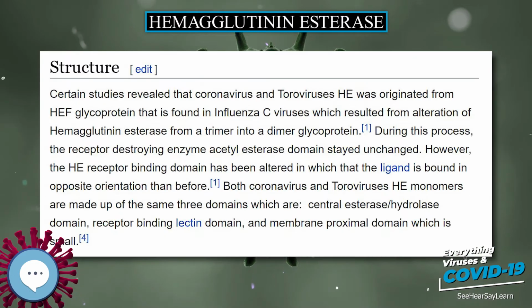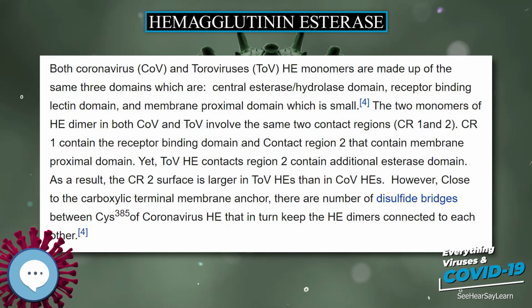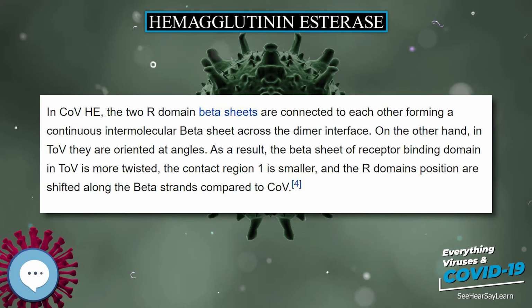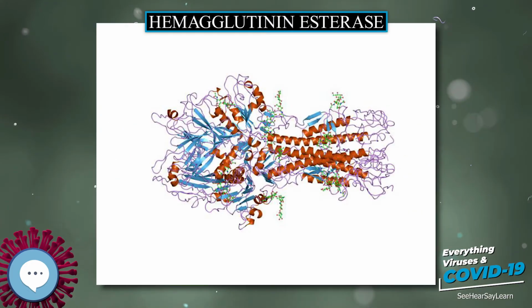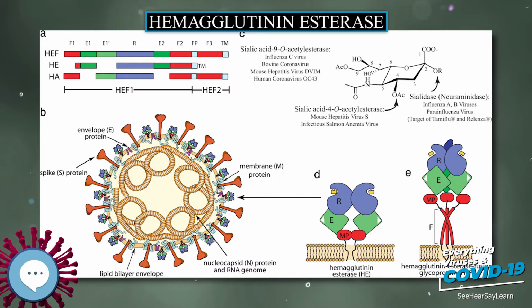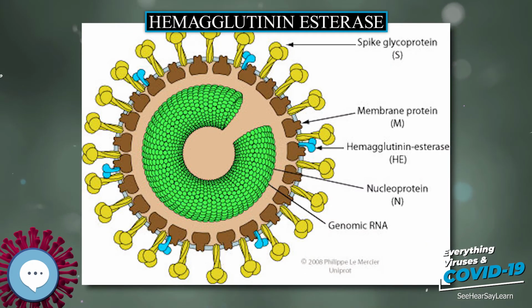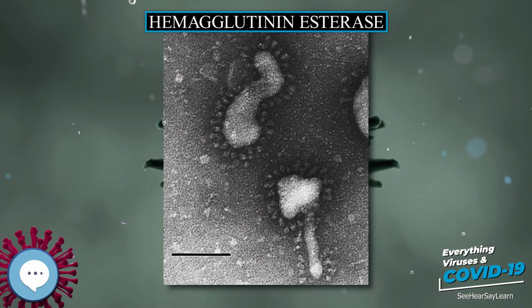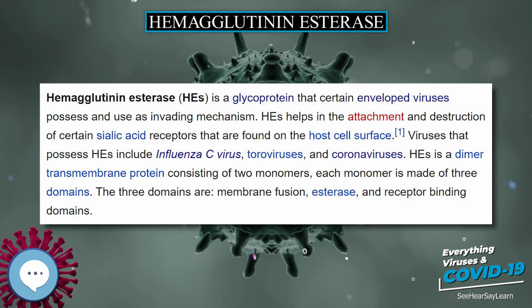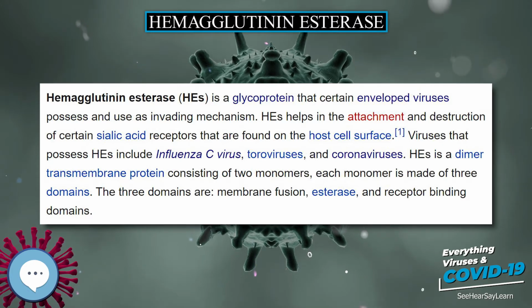Both coronavirus, CoV, and torovirus, ToV, HE monomers are made up of the same three domains, which are the central esterase/hydrolase domain, the receptor binding lectin domain, and the membrane proximal domain, which is small. The two monomers of the HE dimer in both CoV and ToV involve the same two contact regions, CR1 and CR2. CR1 contains the receptor binding domain and contact region 2 contains the membrane proximal domain.